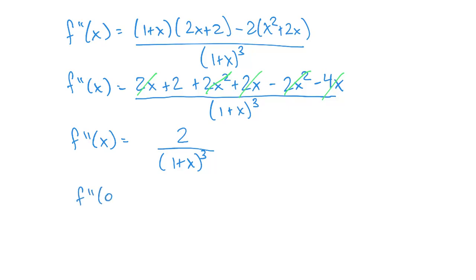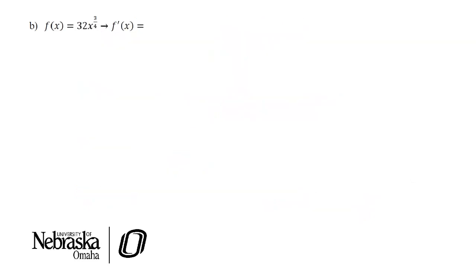So the second derivative at 0, if we plug a 0 in, we simply get 2 divided by 1 plus 0 cubed. 1 plus 0 is 1. So 2 divided by 1 cubed is simply 2. And our second derivative at 2 would be 2 divided by 3 cubed, or 2 over 27. All right, part B. Same instructions.